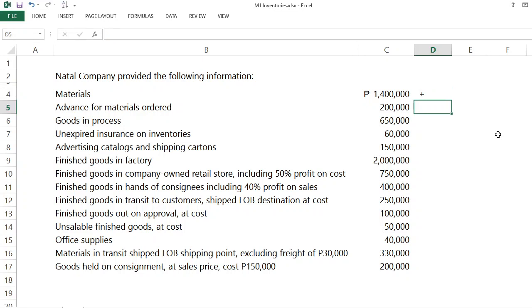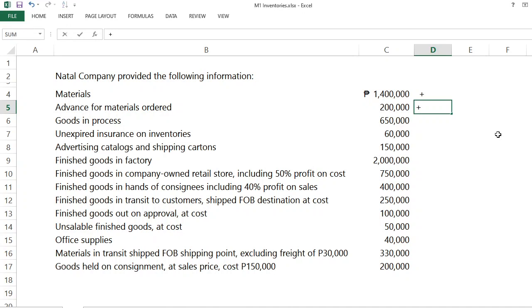Ito, advance for materials ordered. Anong ibig sabihin ng advance for materials ordered? Ibig sabihin lang nito, nag-order tayo ng materials, tapos nag-advance payment tayo. Kung nagbayad na tayo, kasali na din sa inventory, kahit wala pa namang naabot. So, isali siya. Basta nagbayad lang tayong advance.